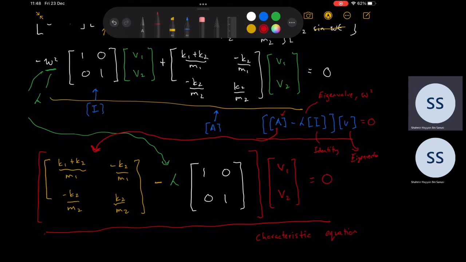So that's all for this session. In the next session, we're going to look at how to get the values of the eigenvalue and eigenvector for different cases.